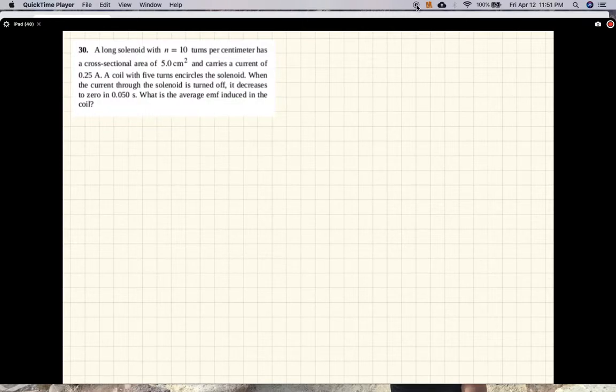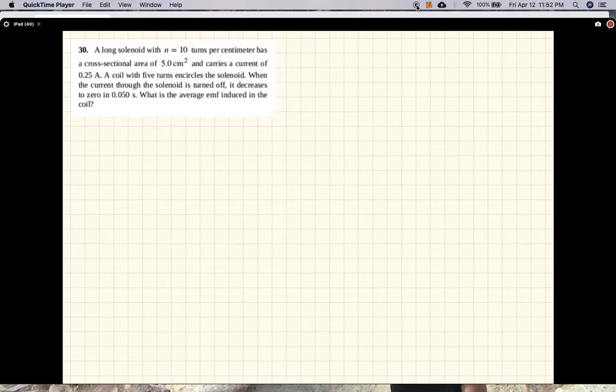Okay, so let's look at this problem. A long solenoid with n equal to 10 turns per centimeter has a cross-sectional area of 5 centimeters square and carries a current of 0.25 amps. A coil with 5 turns encircles the solenoid. When the current through the solenoid is turned off, it decreases to 0 in 0.05 seconds. What is the average EMF induced in the coil?